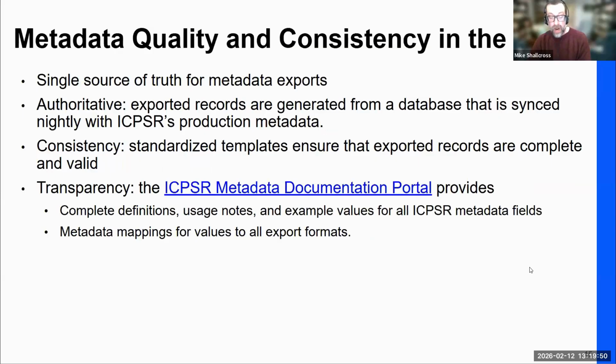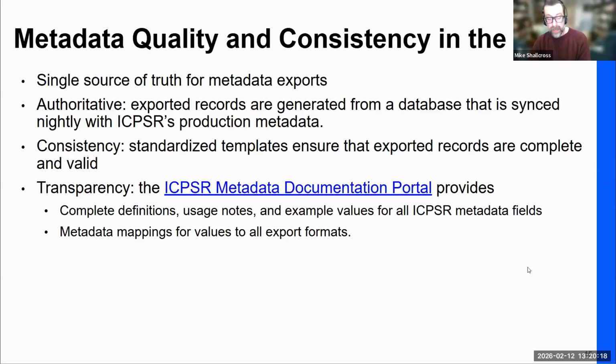As we noted earlier, our new metadata API is designed to make ICPSR data more findable, accessible, interoperable, and reusable. To do that, we are working to make the API a single source of truth for all ICPSR metadata exports. The records you receive are authoritative. They've been generated directly from a database that is synced nightly with ICPSR's production metadata. What you're exporting reflects what's live in our system.